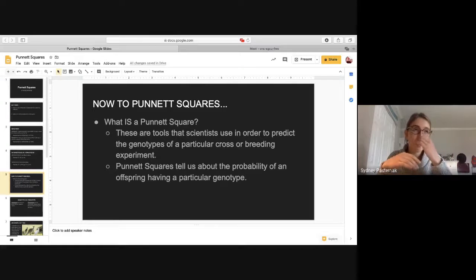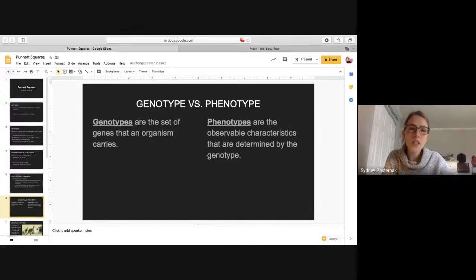organisms. And so you might have a male and female that are mating, and a Punnett square of the cross could tell you what the probability of their offspring having a certain genotype might be. And so Punnett squares tell us about the probability of an offspring having a particular genotype. And so genotypes are the set of genes that an organism carries.